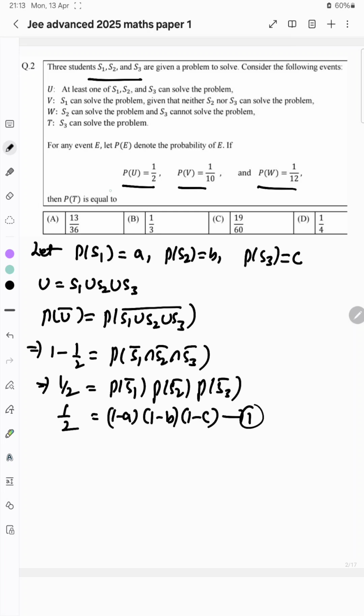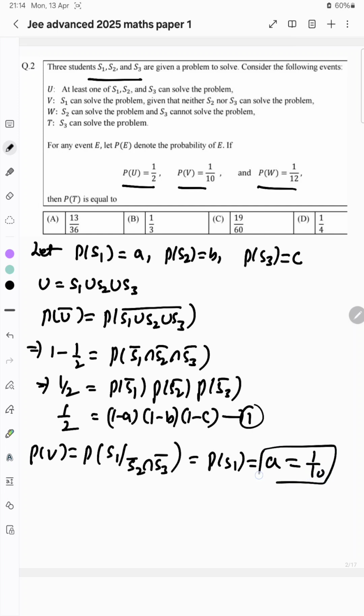Next, we observe. V means S1 can solve the problem given that neither S2 nor S3 can solve the problem. That means probability of V is equal to probability of S1 can solve the problem whenever S2 is not solving and S3 is also not solving, right? Now we can see here the events are independent events only, no? S1, S2, S3 are independent means S1, S2 bar, S3 bar are also independent events only. Then directly we will get probability of S1 itself. That means P of S1, value A, and that is given P of V, which is 1 by 10. So we found here A value is 1 by 10.